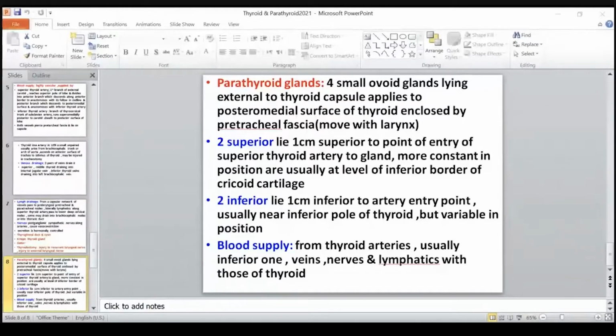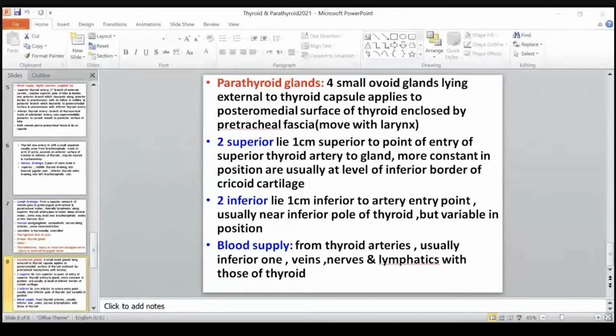They lie external to the thyroid capsule that's applied to the posteromedial surface of the thyroid. And they are again enclosed by the pretracheal fascia, so they move also with the larynx. So they are applied to the posteromedial surface of the thyroid lobe, 2 on each side. They are enclosed by pretracheal fascia, so they move with the larynx.